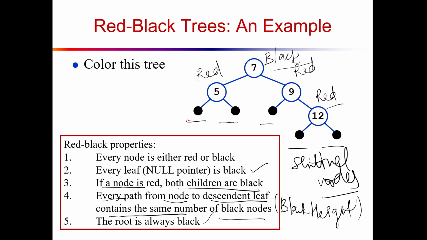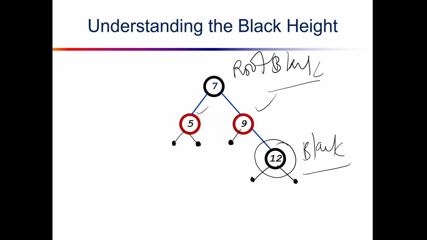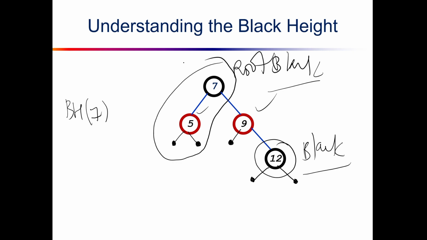All right. So let me compute the black height of node 7. The first and most important thing to note here is that when we count the black height of a node, we will not count that node itself. So if I want to compute the black height of node 7, what alternatives do I have? I have the left subtree with respect to 7 and the right subtree with respect to 7.